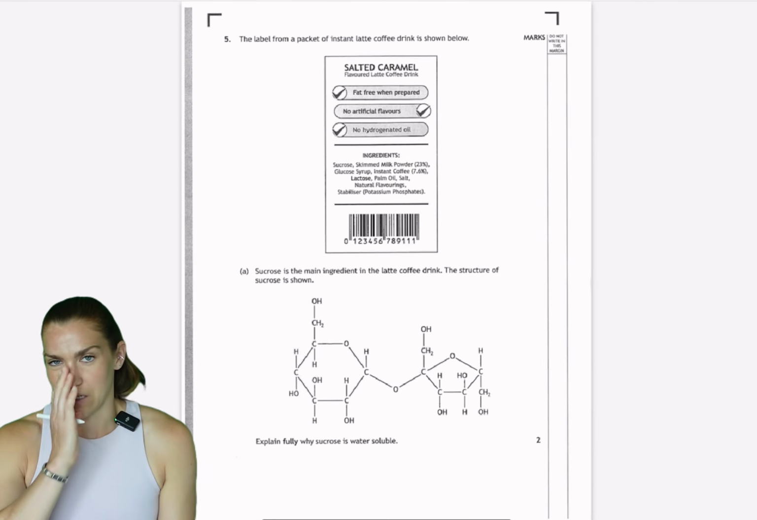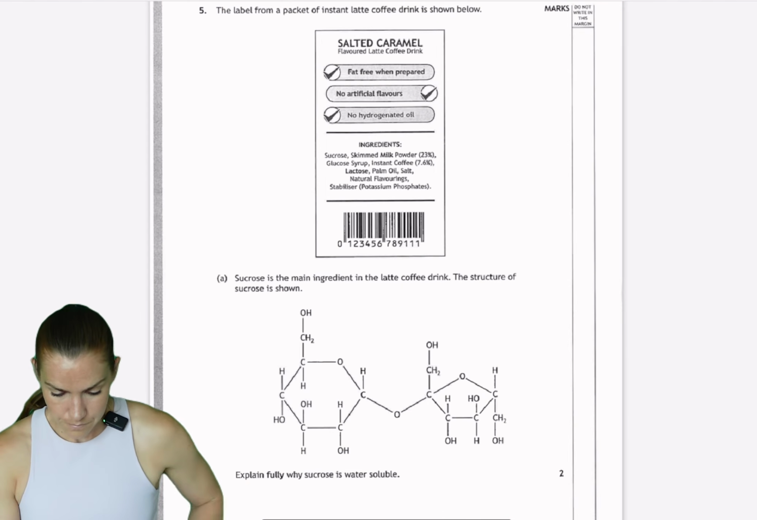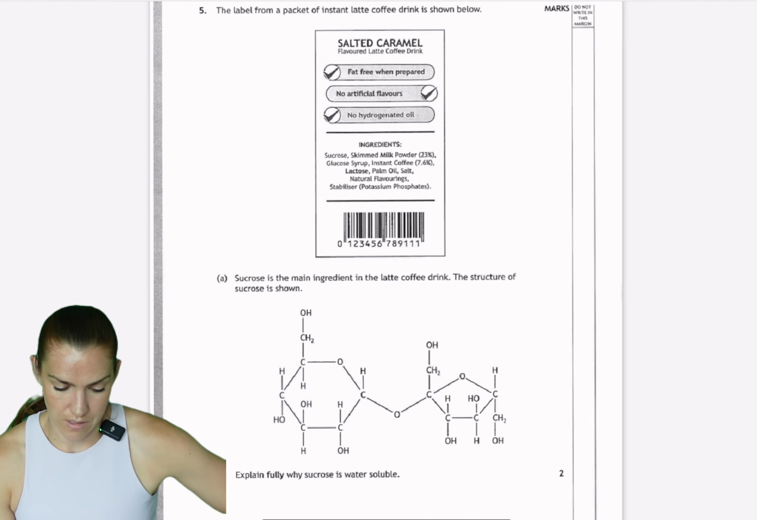However, sometimes it's not nice getting a National 5 type question in a higher exam because you're almost not expecting it. So then question 5, a label from a packet of instant latte coffee drink is shown below. Explain fully why sucrose is water soluble.